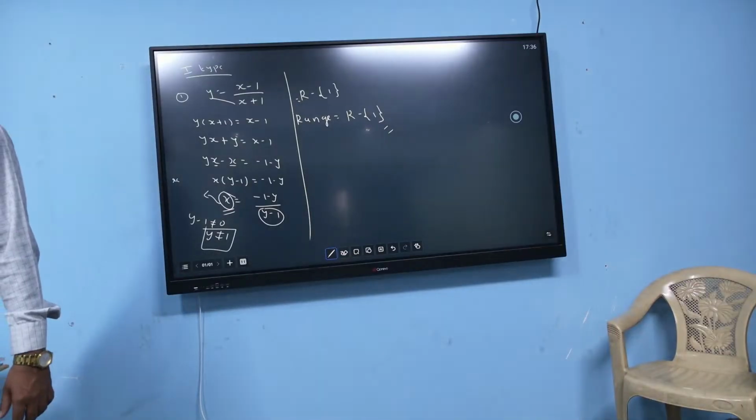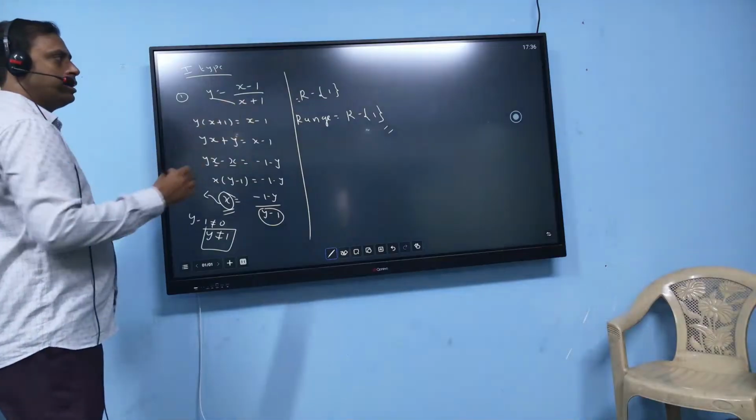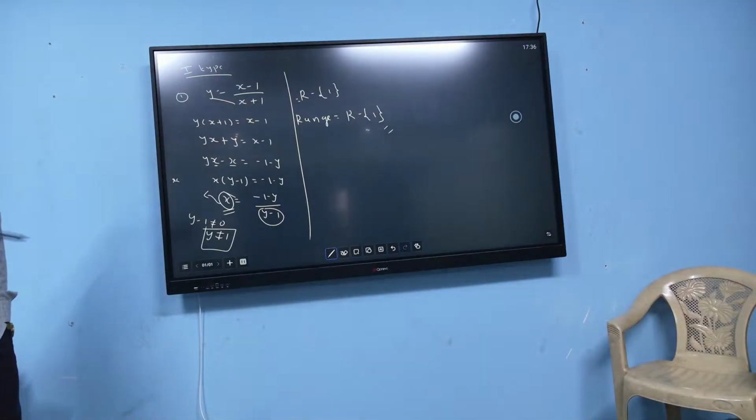Do you understand what to do? First, y is equal to, we should take the value, then cross multiply, separate x, then find out the value, remove that value where x is going to be undefined. So what is the range? Real numbers except 1. Take down this first problem. This is the method of finding range.